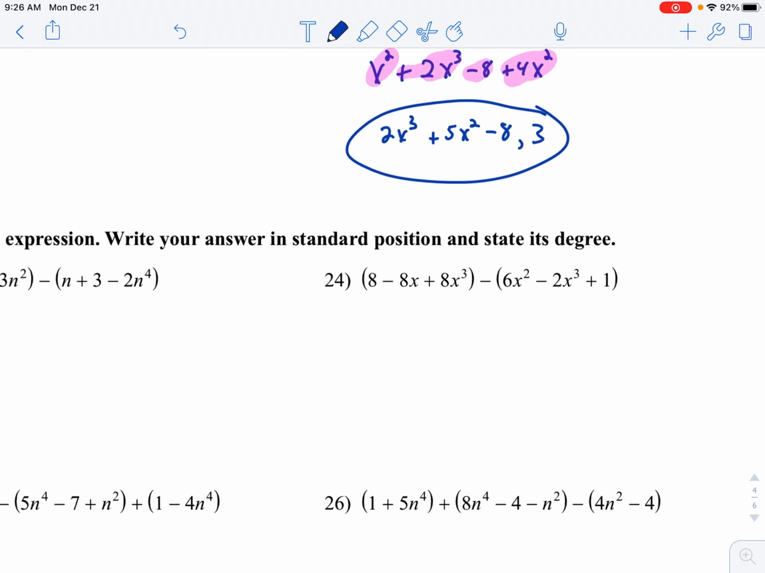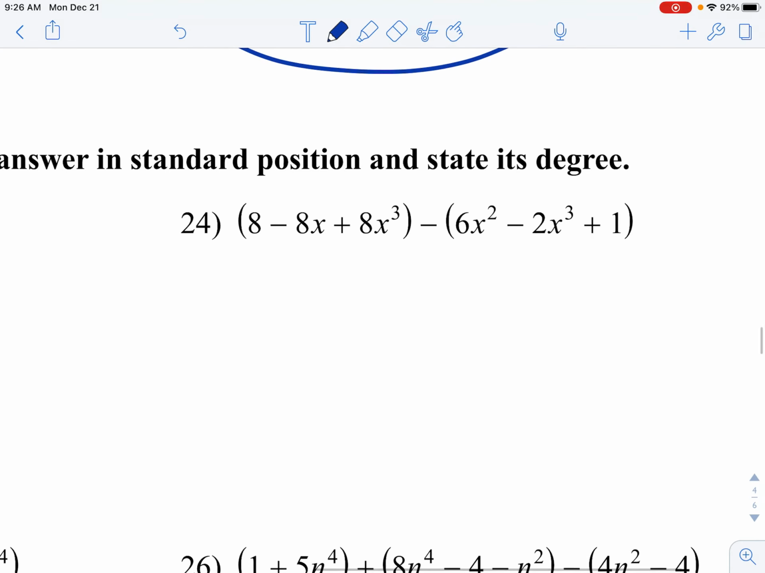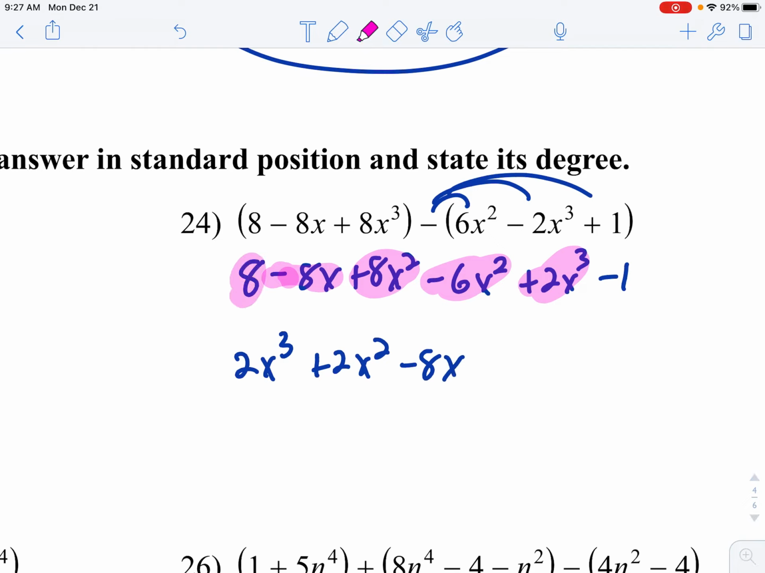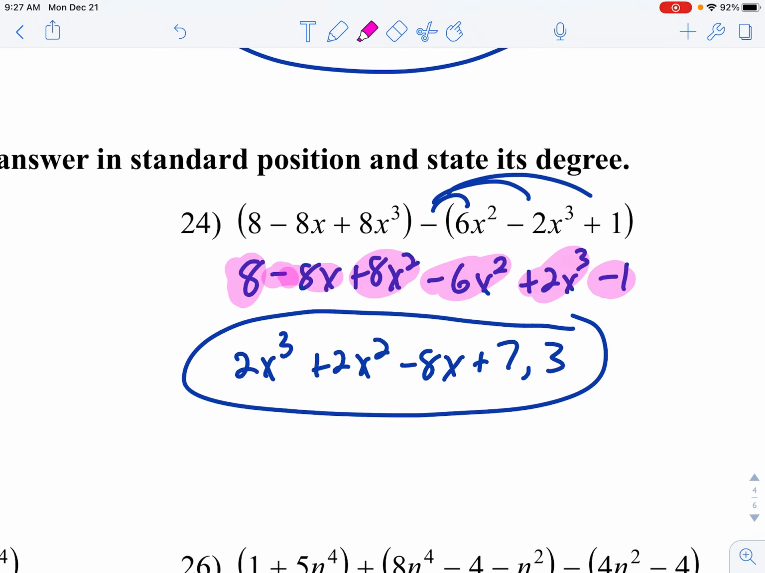Okay, number 24, same basic thing. We can just rewrite the first polynomial, distribute the negative sign to the second one, negative 6x squared plus 2x to the third minus 1. Simplify it by doing the highest power first, 2x to the third. Then the next highest, plus 8x squared minus 6x squared is plus 2x squared. The next highest would be just the regular x, so minus 8x. And then the constant term is 8 minus 1, which is a positive 7. And again, a third degree polynomial, you can tell that's the highest power.